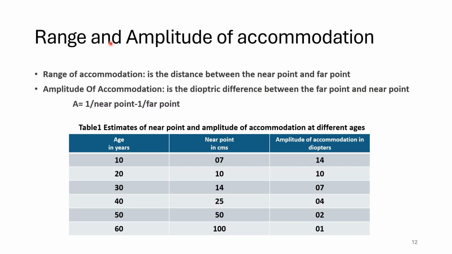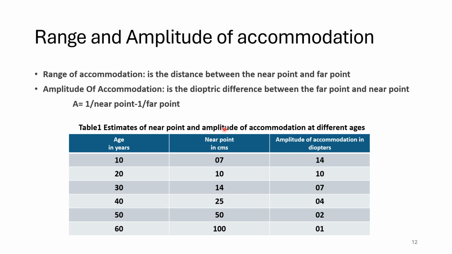Accommodation has a range and an amplitude. Range of accommodation is the distance between the near point and far point. And amplitude of accommodation is the dioptric difference between the far point and near point. So A is equal to 1 upon near point minus 1 upon far point. In emmetropia, we know that the far point is at infinity.